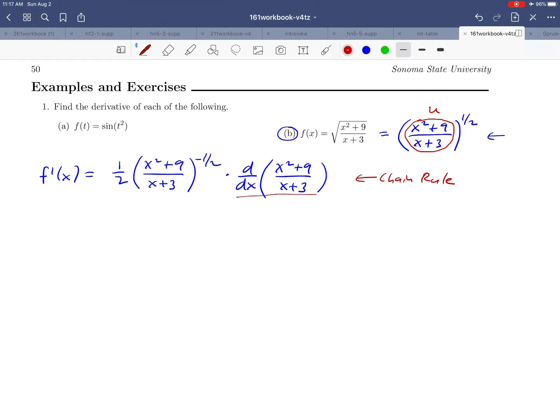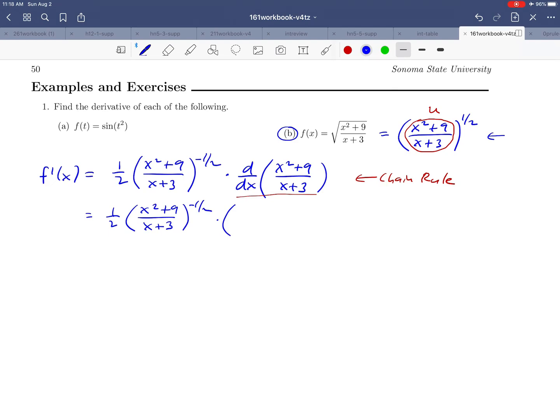To finish the problem, we've got one more derivative that we need to take, the one that's sitting here. Let's rewrite the part of the problem that we're done with, that 1/2 x squared plus 9 over x plus 3 to the negative 1/2. There's no derivative to be taken there. That part is done. And then the question is, how do we take the derivative of what's left, x squared plus 9 over x plus 3? Well, notice that that's a quotient, and so we need to apply the quotient rule.